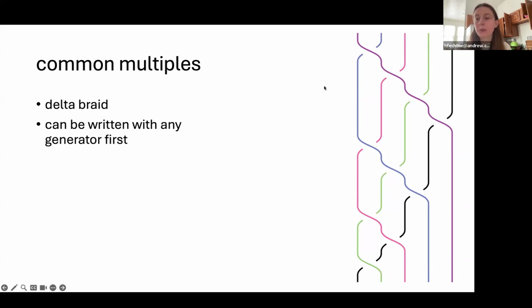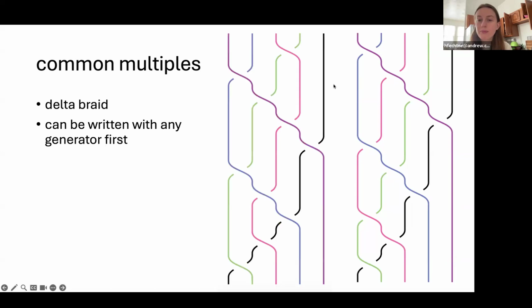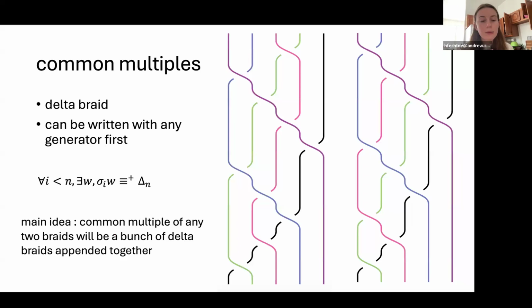I'm going to pull it under the purple strand and pull it all the way up. So I've pulled it all the way up. And now I have sigma 3 as the first generator here. That is, you can complete any generator. You can add on to it another braid word to get the delta braid. So logically, if you have something within the right range, you can complete it into the delta braid.